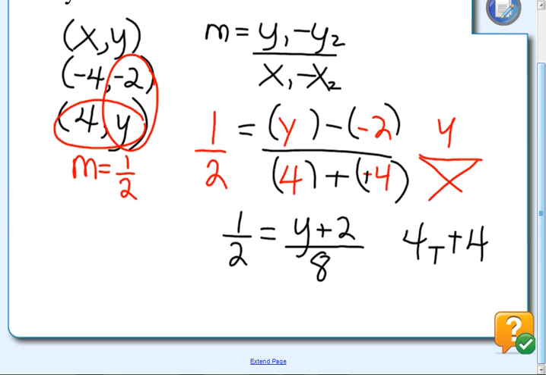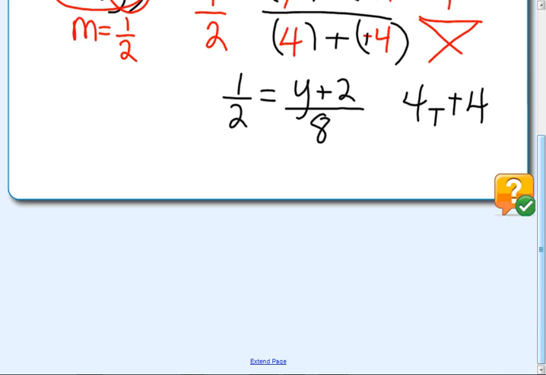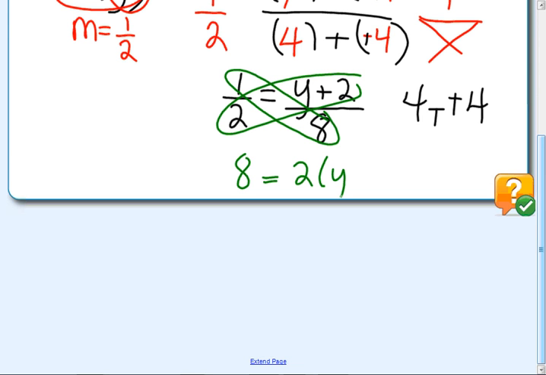Now, the question is, do you know how to solve that? You could do that. Why don't we just cross multiply? 1 times 8, just write it down, equals 2 times y plus 2. Well, but what if this were 3/5? What if the numbers aren't nice? I want a process that works every time.